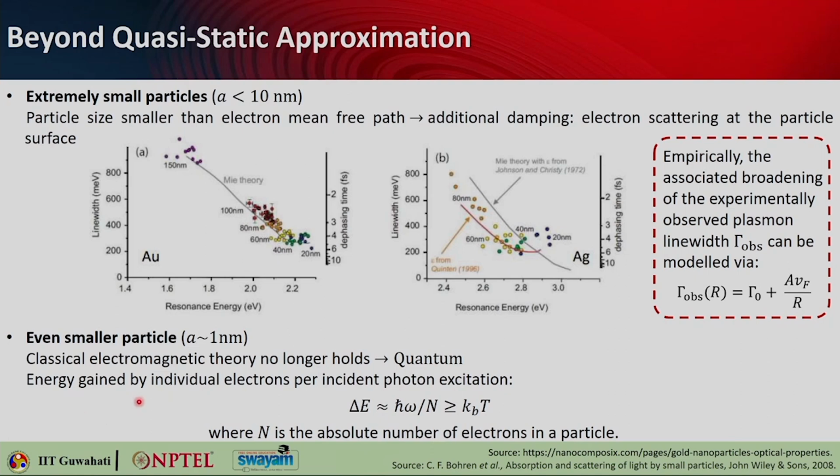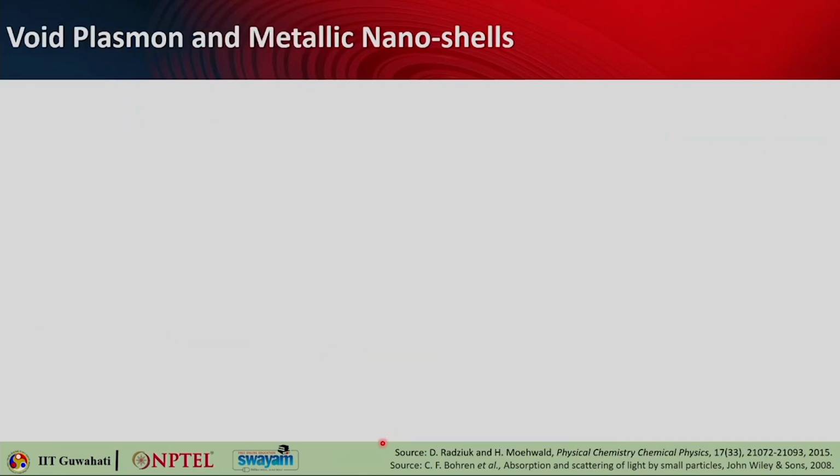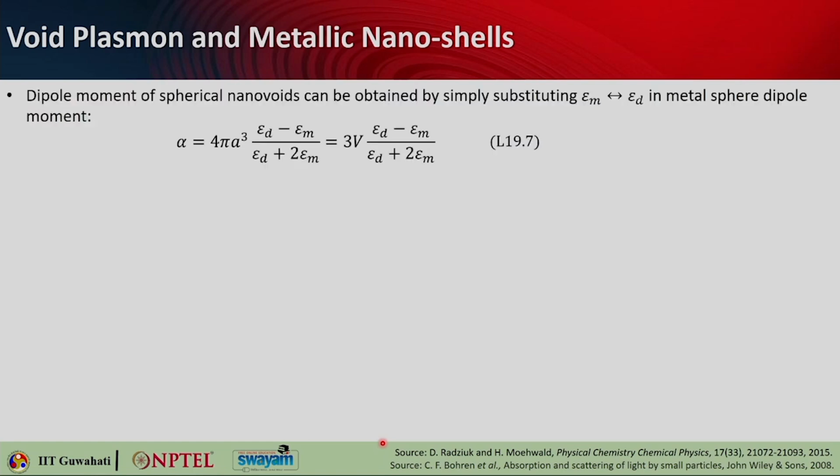There, the energy gained by individual electrons per incident photon excitation can be written as delta E, which is h cross nu over n, and that should be greater than or equal to kBT, and n is what? N is the absolute number of electrons in that particular particle. Fine. So, with that we understood that there are particle plasmons which are tunable, and what the different damping mechanisms for this are.